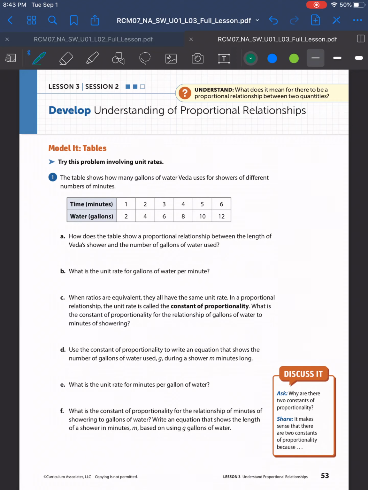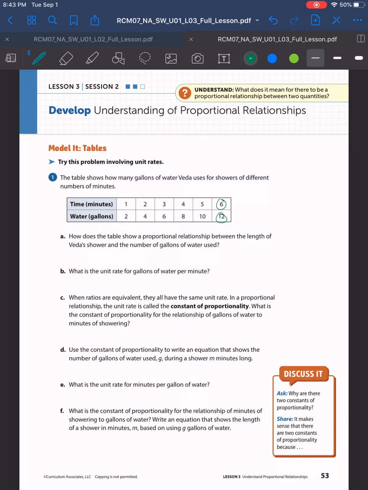Hi 7th graders, we are now going to do lesson 3, session 2, understanding proportional relationships. This is a lot like the lesson we just did, where we want to ask ourselves, how do we get from here to here? And is that the same thing throughout the whole thing? Okay, so let's go ahead and get started.